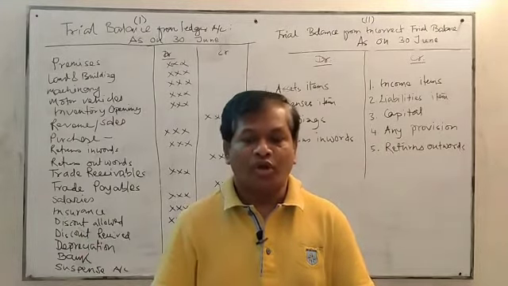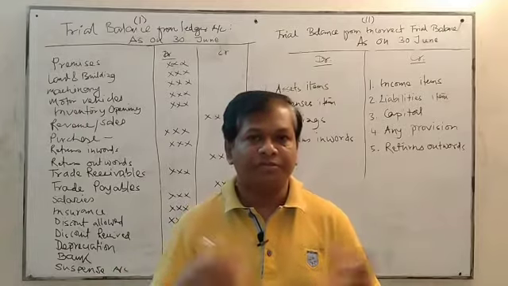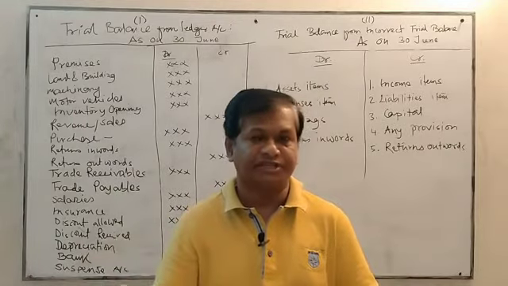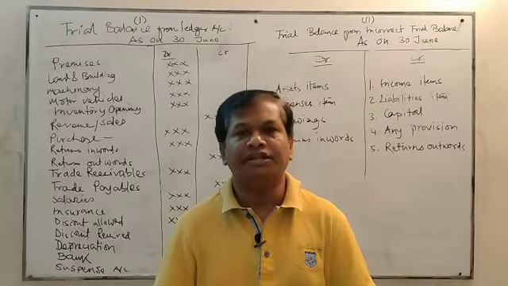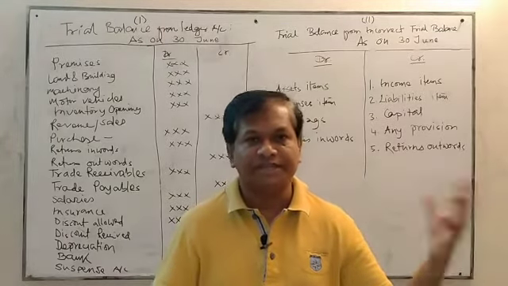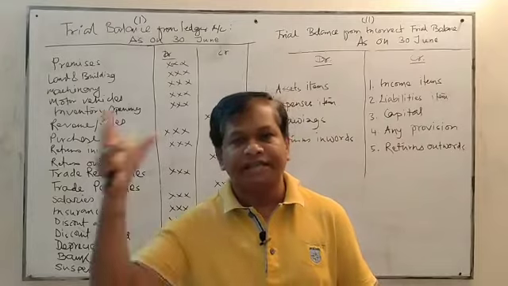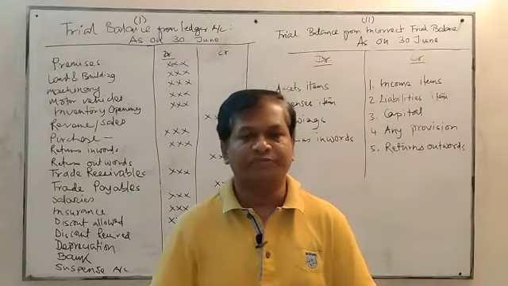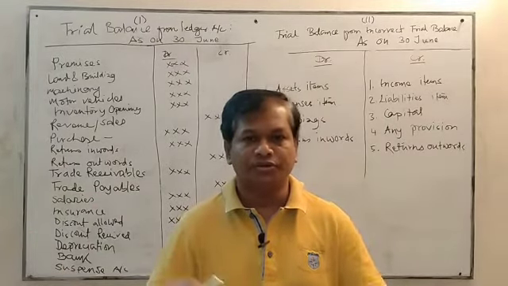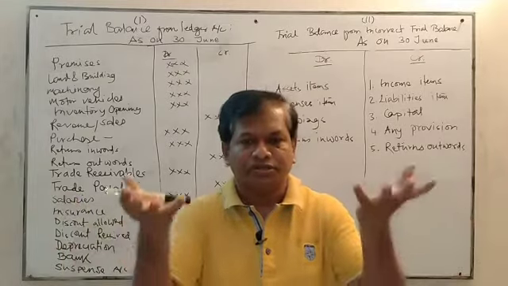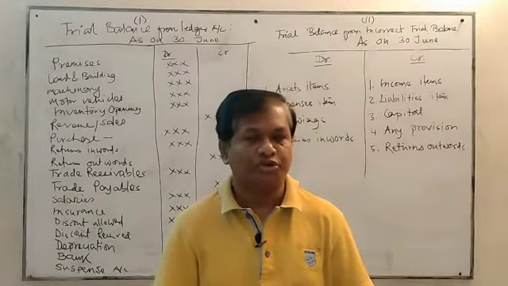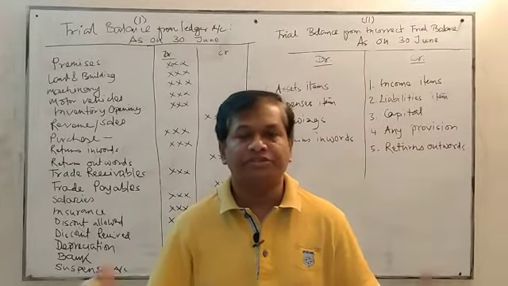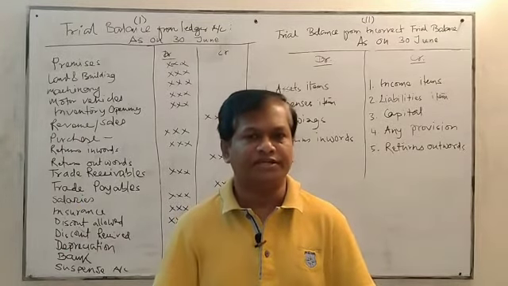Then compensating error. Sometimes some errors compensate each other. What actually happens there? Maybe the debit side entry is overstated by 5,000 taka. At the same time, some credit side entry is also overstated by 5,000 taka. So this is eliminated. So the trial balance is matched, but still the wrong figure is shown in the trial balance.